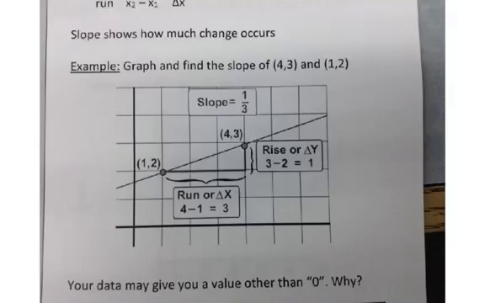Okay, so here's an example. Graph and find the slope of (4, 3) and (1, 2). So what I'm going to do is I'm going to go over 4: 1, 2, 3, 4. I'm going to assume in this graph that it would be increments of 1. This is your x value, and this is your y value. So over 4, up 3 would be at here.